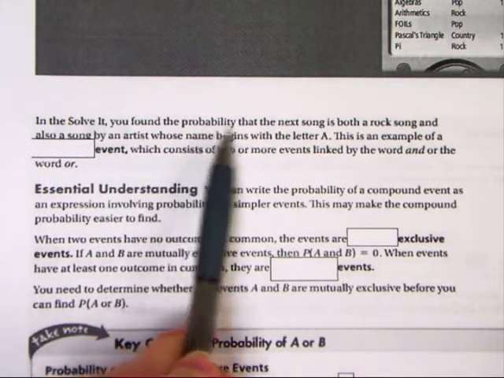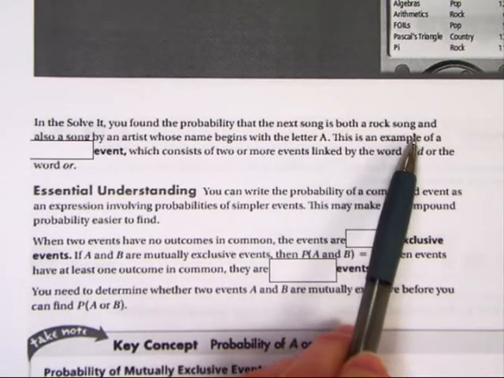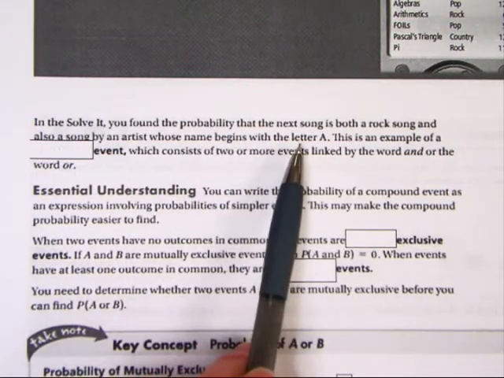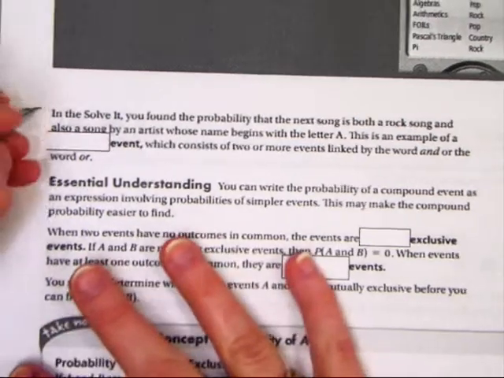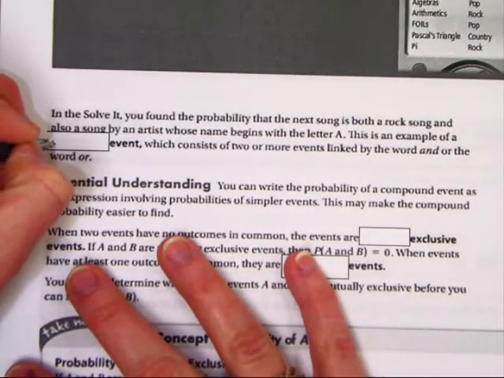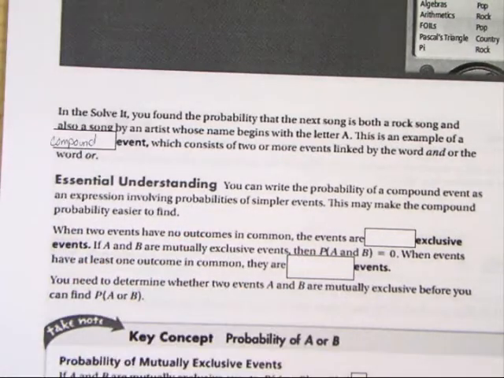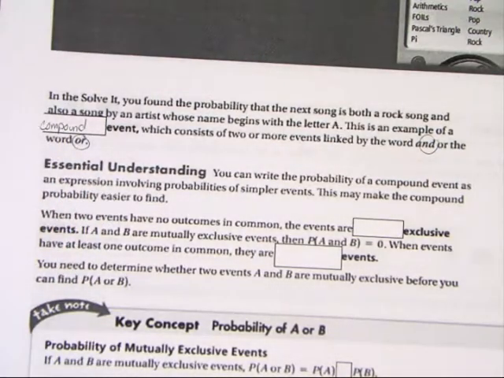If you find the probability in this example up here that the next song is both a rock song and also a song by an artist whose name begins with letter A, this is an example of a compound event, which consists of two or more events linked by the word and or the word or. So you're looking for two items.